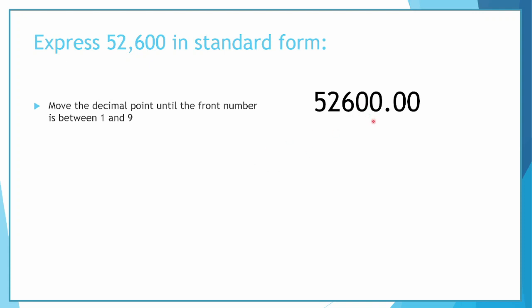So let's move our decimal point. This number is obviously way bigger than 9, and we need it to fall between 1 and 9. So our decimal point has to move to the left, because every time it moves to the left, this number decreases by a factor of 10. So let's see how many times it has to move. 1, 2, 3, 4. If we move the decimal point 4 times, then we get 5.26, because our decimal point falls between the 5 and 2. So we can see that this is between 1 and 9 inclusive, so this is going to be the front number of our standard form.